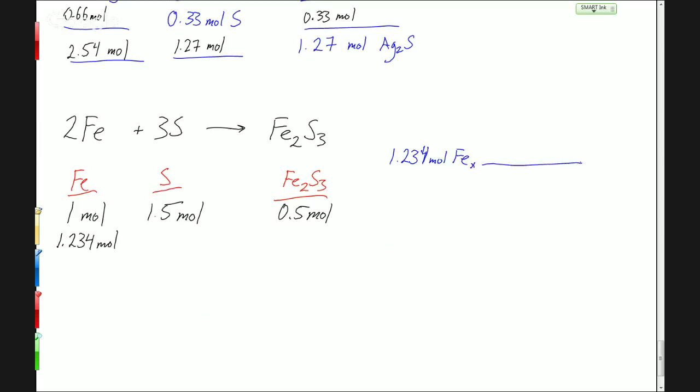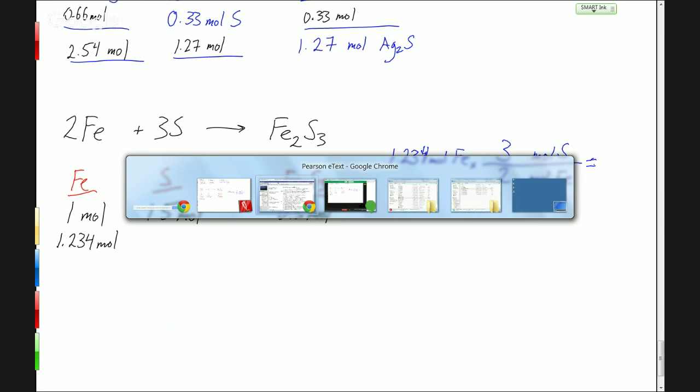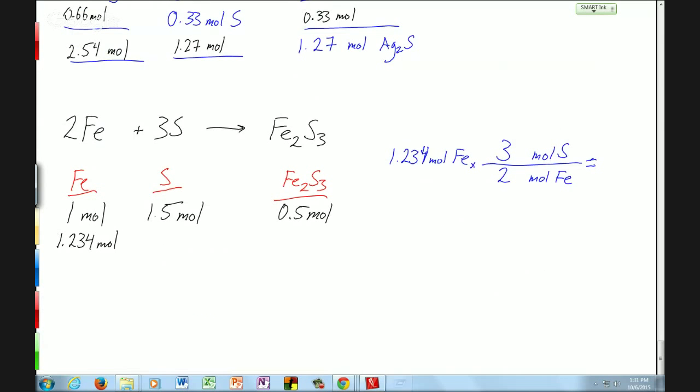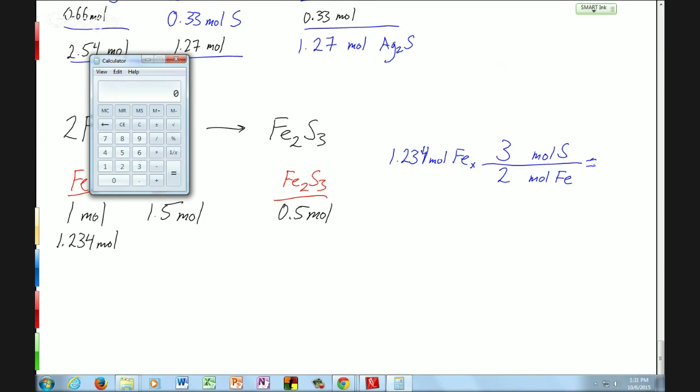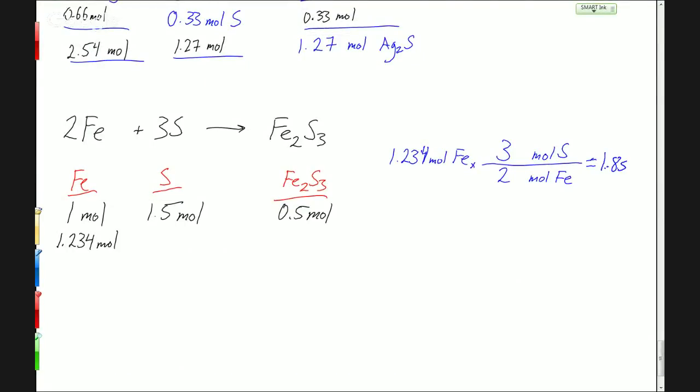times, and then we want a conversion factor that tells us how many moles of Fe per how many moles of S. That factor is the ratio that's given in the equation. So the equation tells us that there are 2 of these for every 3 of these. So we can evaluate that and find that number. There we go. 1.234 times 3 divided by 2 is 1.851.